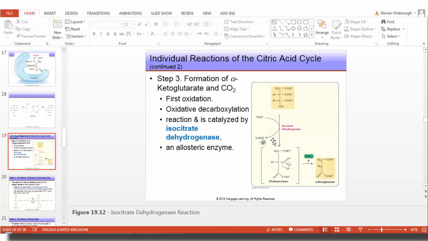This is the first reaction which produces a reducing equivalent in the form of NADH, which later will produce ATP, as we will see. The enzyme is an allosteric enzyme. We will talk about its control later on.